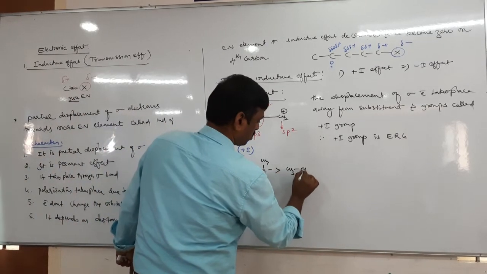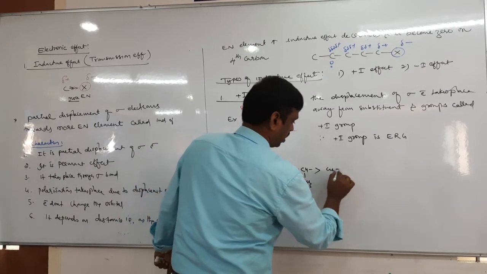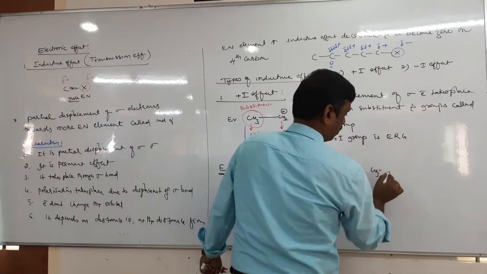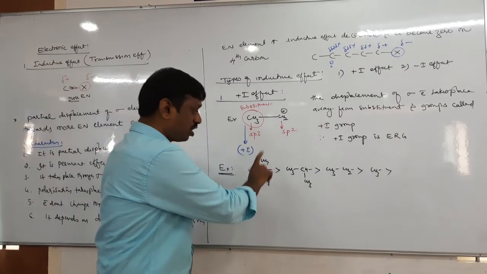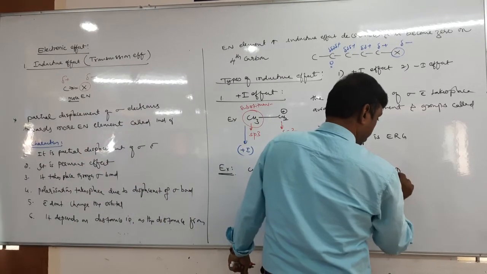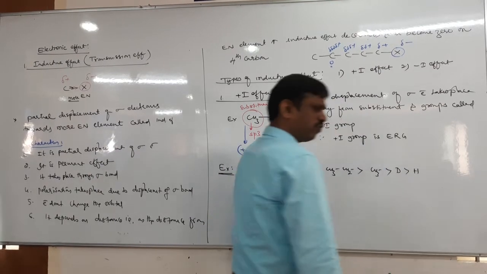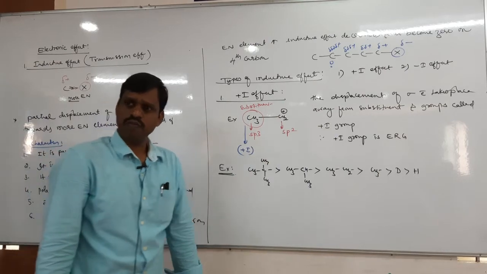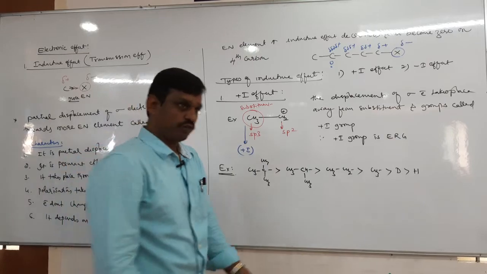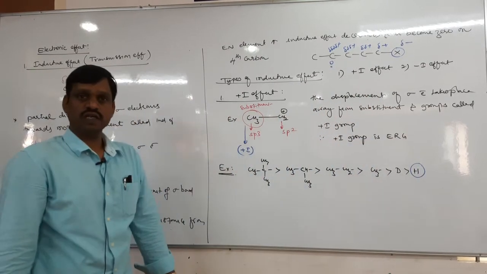The next is secondary, next is primary, next is methyl. So tertiary, secondary, primary, then methyl. Then among hydrogen, deuterium comes first, then hydrogen. So therefore hydrogen is a plus I group, but its plus I effect is very less, equal to nil. That's what we take, this hydrogen is neither plus I nor minus I, it's almost equal to neutral.